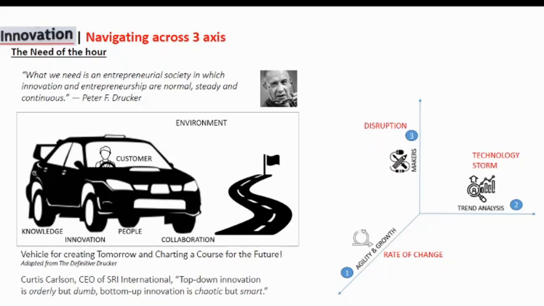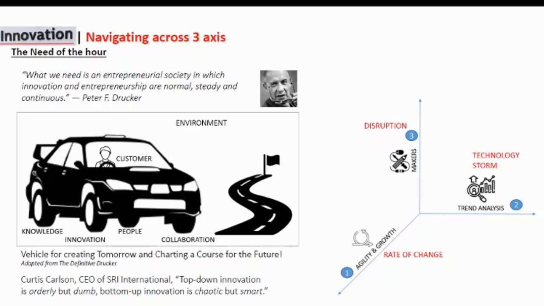So our objective is to take real advantage and make bottom-up innovation more effective, as individuals as well as industries. And how do we really do it? We propose the approach of handling it through a combinatorial approach of trend analysis, agile, and change makers approach, which can handle disruption.